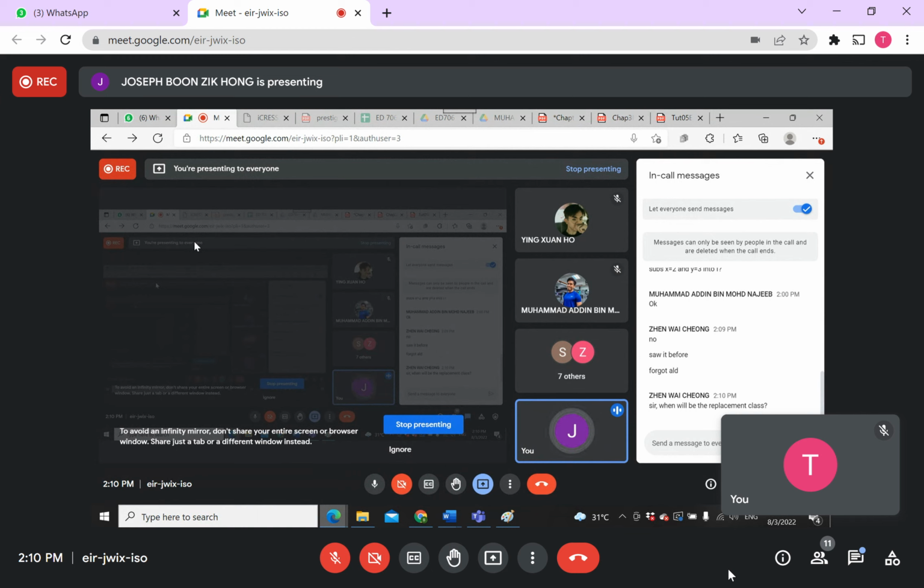The replacement class, I have not yet decided, because maybe I will do the replacement class face-to-face so that I can teach faster. Still depends on the situation. If COVID is really high, or one of the classmates is still having a problem, maybe we will still do hybrid or online class. But not yet decided. It will be after week 11, not so soon. Your replacement class will be after week 11.